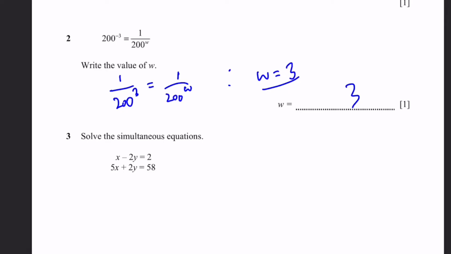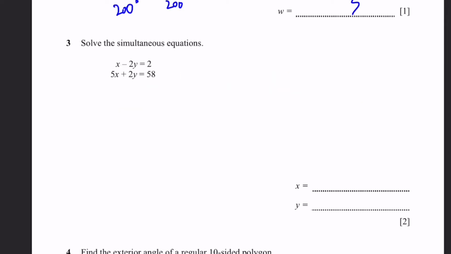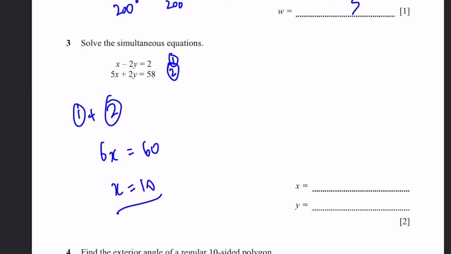Let's go to question 3. x minus 2y equals 2, 5x plus 2y equals 58. Solve these simultaneous equations. Well, we can see that there's a minus and plus of 2y. So let's call these two equations 1 and 2. Let's just add these two up. That means 6x is equal to 60 because the plus 2y and minus 2y will cancel out. Therefore, x is equal to 10.